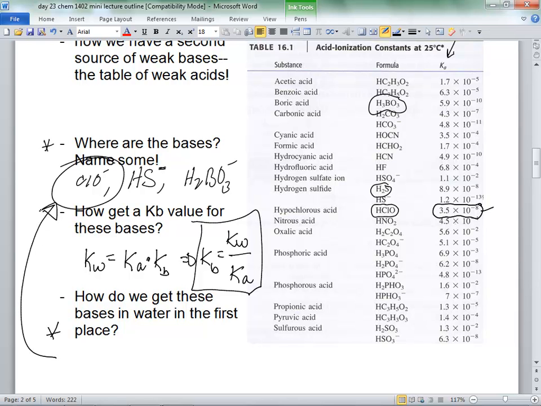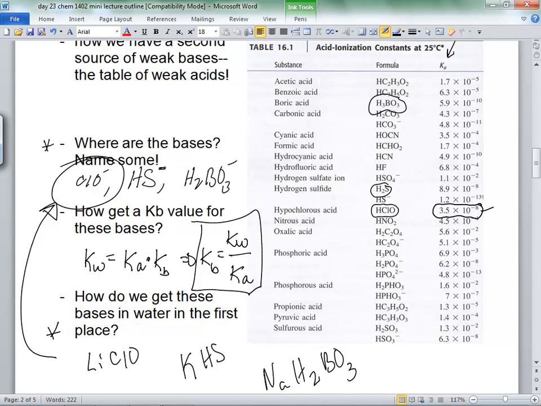So they're going to say, okay, I'll pick one. Lithium, LiClO. That's how you get it into solution. You find a bottle that says LiClO. You find a bottle that says KHS. You find a bottle that says NaH2BO3. Doesn't that look weird? That's how you get it in solution.